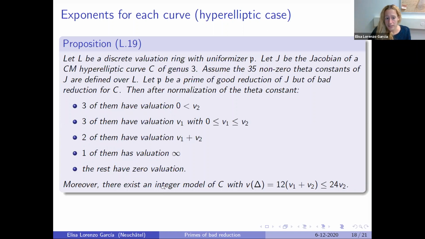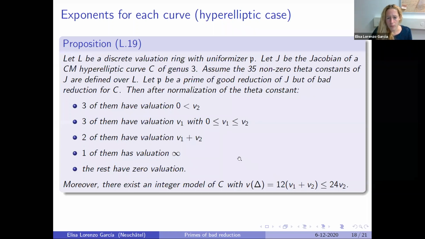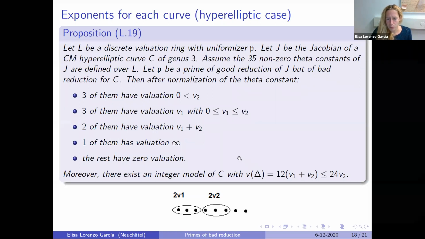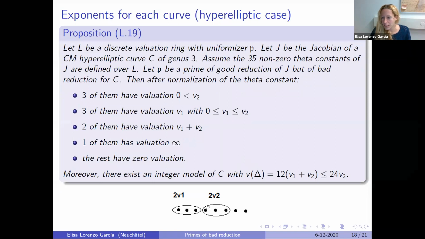Moreover, we get that there exists an integral model of C with the valuation of the discriminant equal to 12 times B1 plus B2. If some of you know about cluster pictures, that is now something very cool, and many people are talking about this thing.